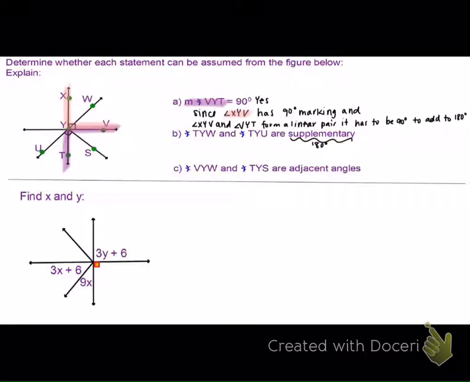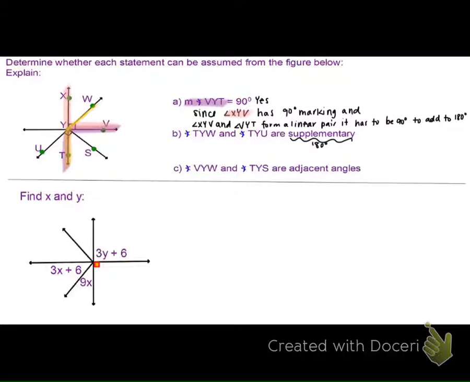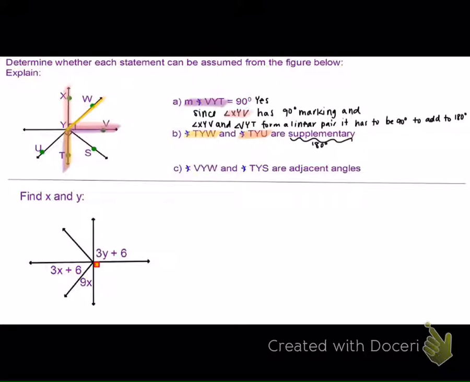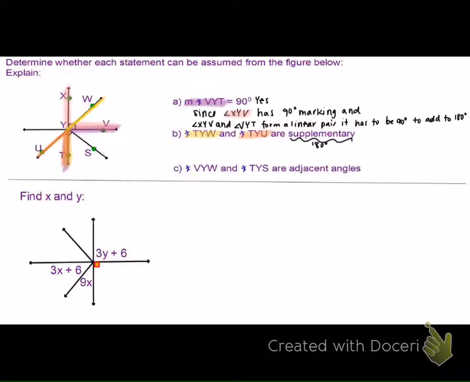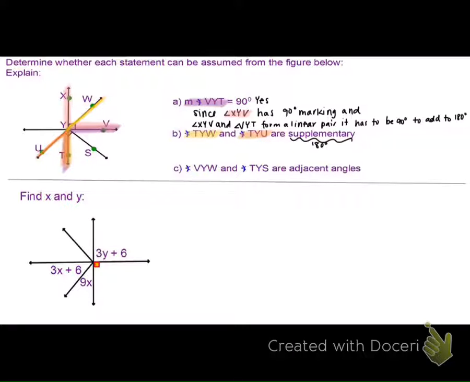Okay, so it says TYW and TYU are supplementary. So they add to 180 degrees is what that's saying. Do the orange and yellow angles that I have up there add to 180 degrees? Do TYU and TYW add to 180 degrees?